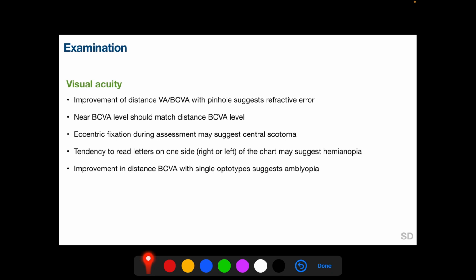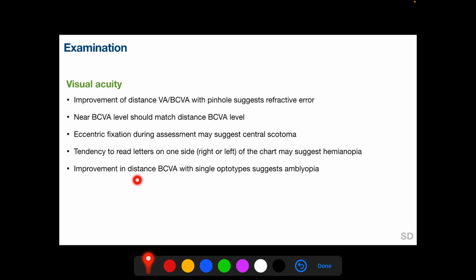If there is an improvement of distance visual acuity or best corrected visual acuity with a pinhole, it suggests a refractive error. The near BCVA level should match the distance BCVA level, that is, they should be affected to a similar extent. Eccentric fixation during assessment may suggest a central scotoma, and tendency to read letters on one side of the chart, either the right or the left, with either eye may suggest a hemianopia.